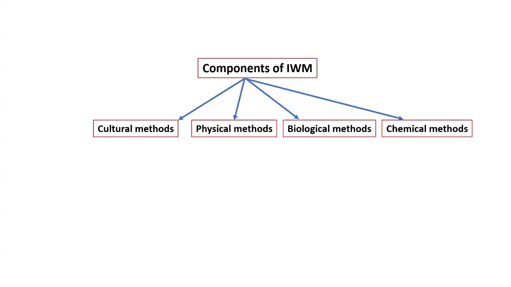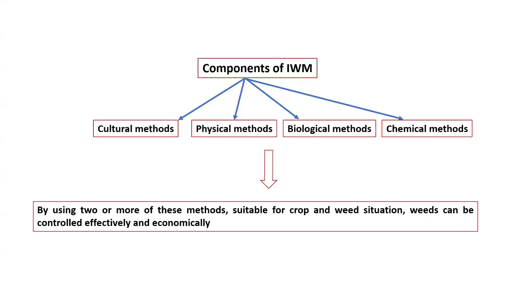There are lots of methods present: cultural methods, physical methods, biological methods, and chemical methods. Any two of these methods we can combine together. That's called integrated weed management. It is also shown that by combining these methods, it will control the weeds effectively and also economically.